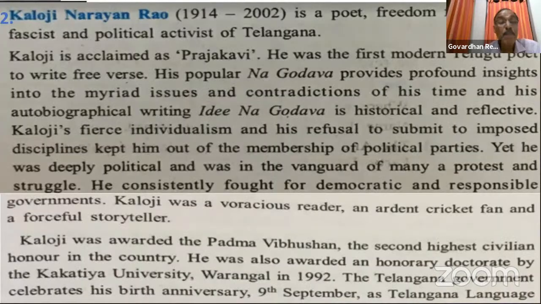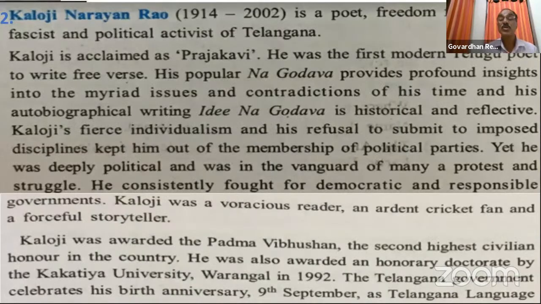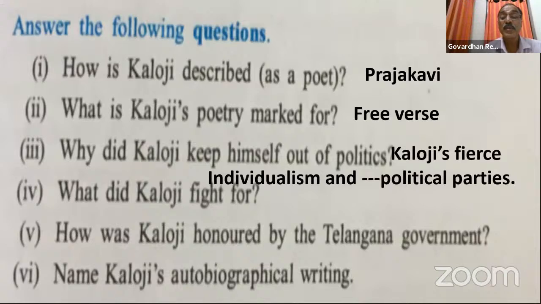Third question. Why did Kaloji keep himself out of politics? Why did he not enter politics at all? This also is given. Kaloji's fierce individualism and his refusal to submit to imposed disciplines kept him out of the membership of political parties. Just by this word, kept him out of the membership of political parties, that itself is the key word. With that, you can write the entire sentence as the answer. From Kaloji's fierce individualism till political parties.